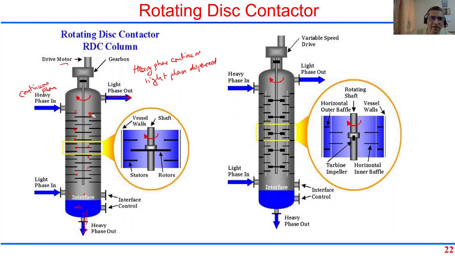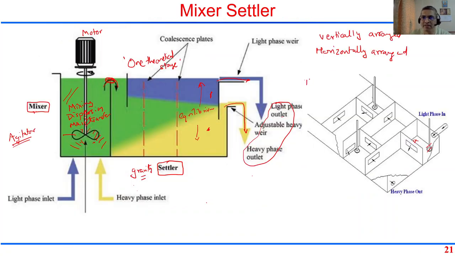So you see, this is a continuous contact, continuous in the sense that across this whole column, the droplets are in continuous contact with the rising light phase. Either the heavy phase is droplet-wise and the light phase is continuous, or the light phase is droplet-wise and the heavy phase is continuous. So there is a continuous contact, continuous meaning across the whole equipment, whereas here this is a discrete contact.